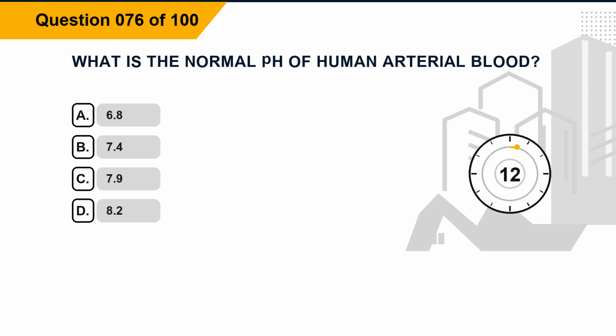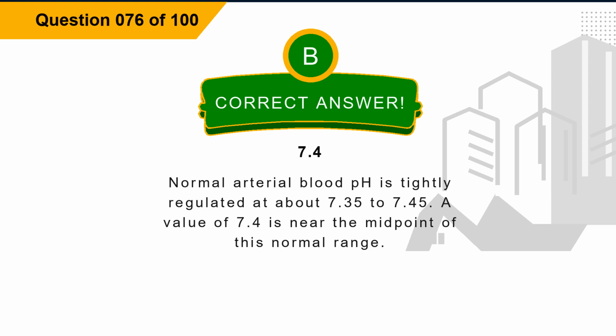Question 76. What is the normal pH of human arterial blood? Option A, 6.8. Option B, 7.4. Option C, 7.9. Option D, 8.2. The correct answer is option B, 7.4. Explanation: normal arterial blood pH is tightly regulated at about 7.35 to 7.45. A value of 7.4 is near the midpoint of this normal range. Question 77.